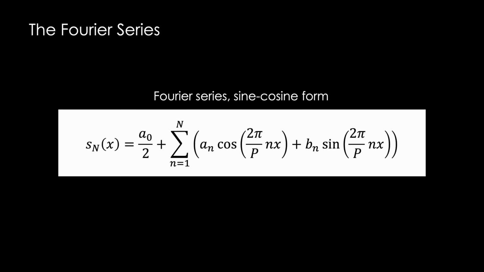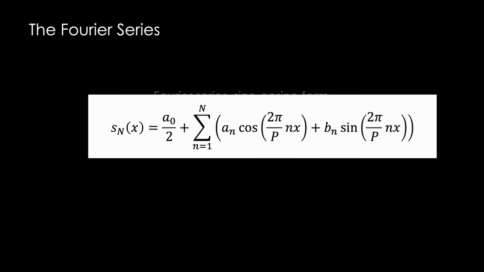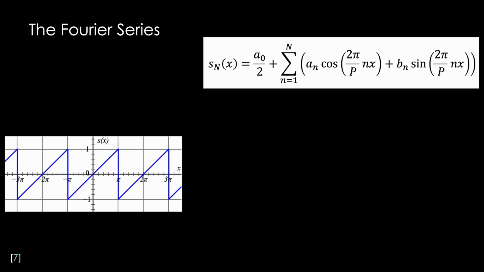This formula is an example of a Fourier series using the sine-cosine form. Now, if you're not big on math, don't worry, this is not a math test. Forget all the intricacies at first, we're going to keep our focus on the big picture of what this is saying. Let's take this formula and apply it to this ugly looking periodic function on the left, s of x.